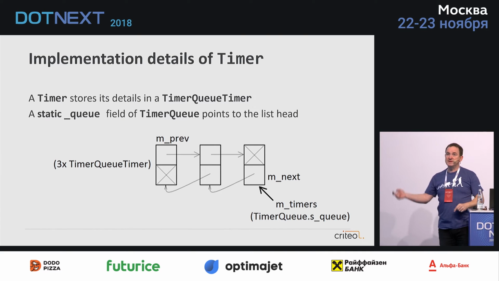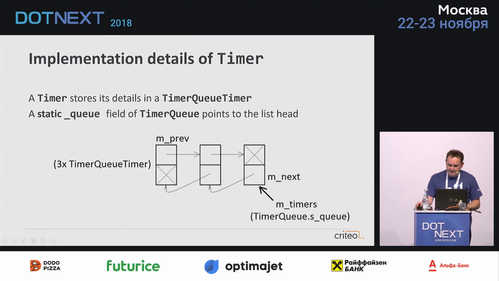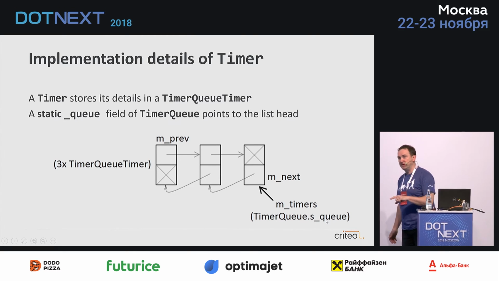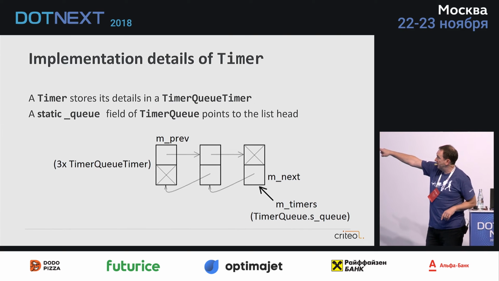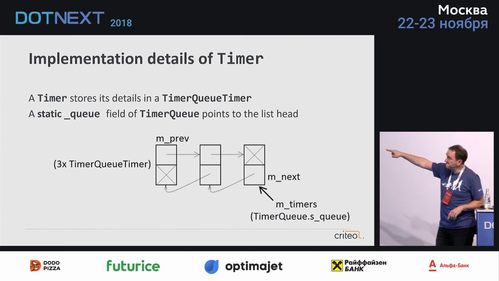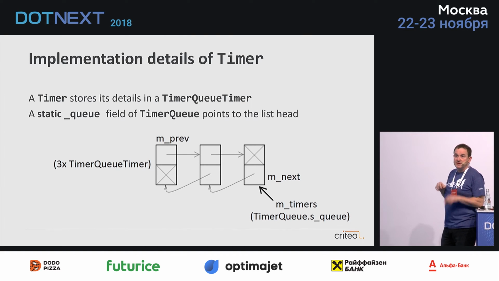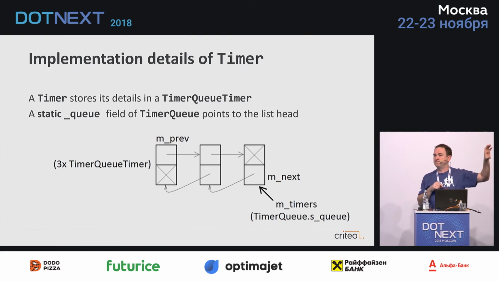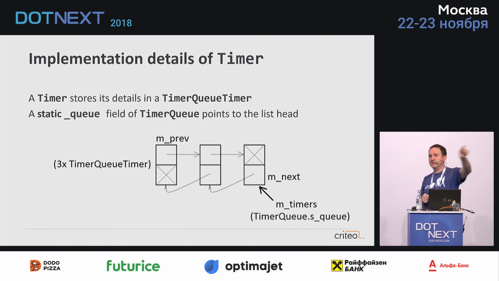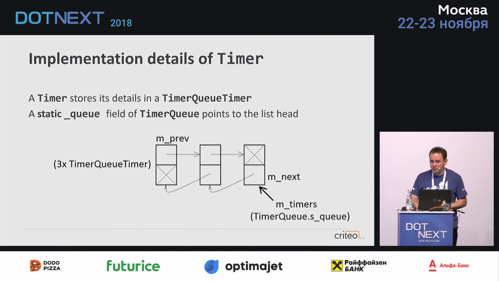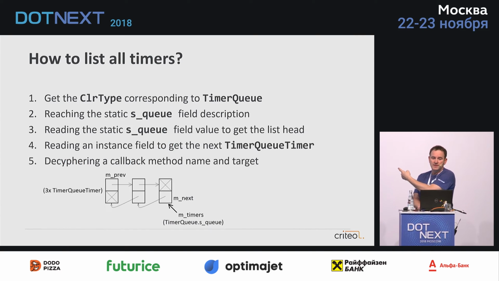This list starts from the s_q static field from the timer queue type, and the instance of this s_q has a field called m_timers that points to the first of the list. So I want to iterate on the list. And what I want to show you now is how you could do this with ClrMD, because this is something that you will usually have to do.